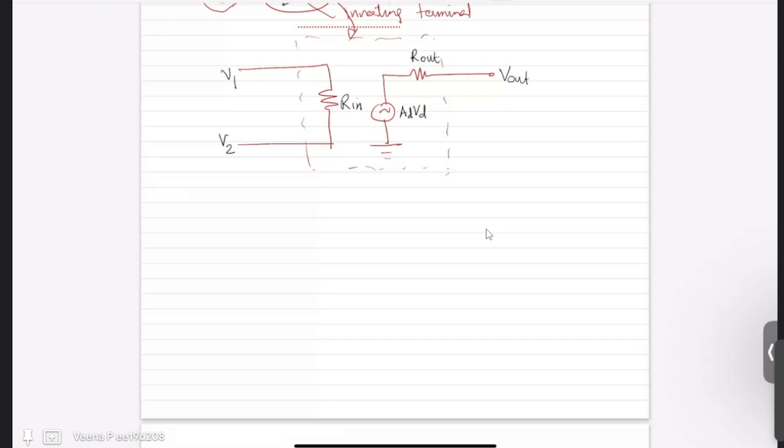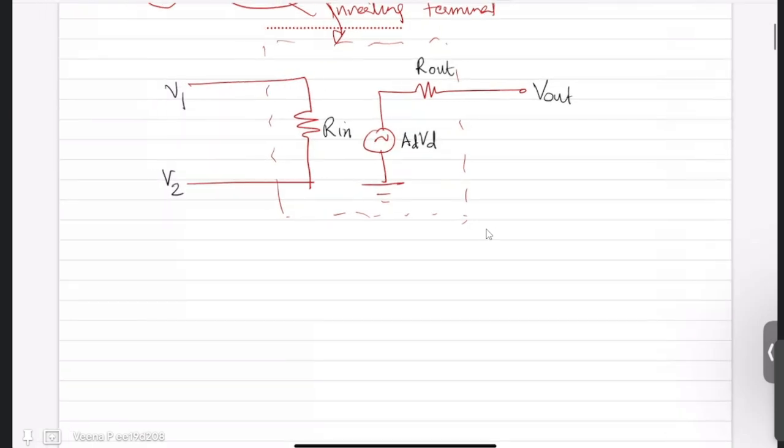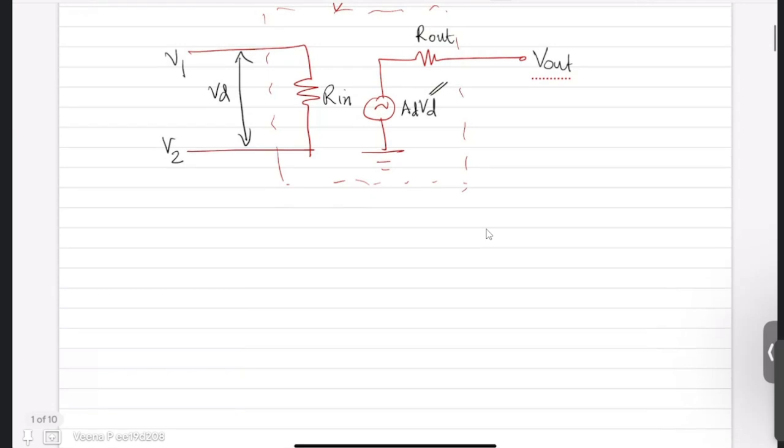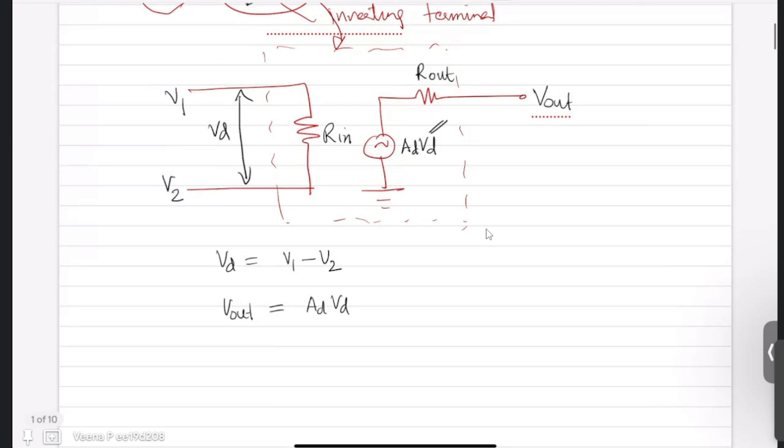So, the differential voltage, the input voltages are V1 and V2. So, the potential difference in this terminal, if it is VD, that is this VD of your voltage source. So, VD is given by V1 minus V2. And your output voltage will be AD times VD. Now why we write it like that?